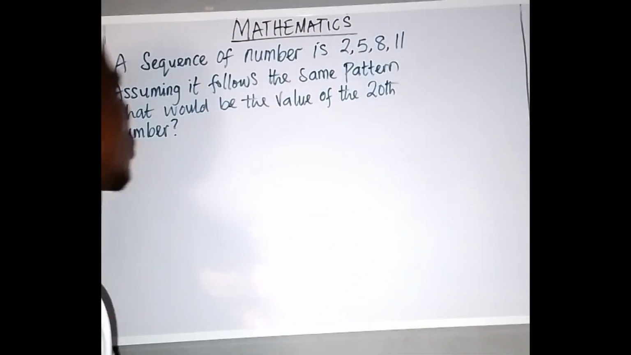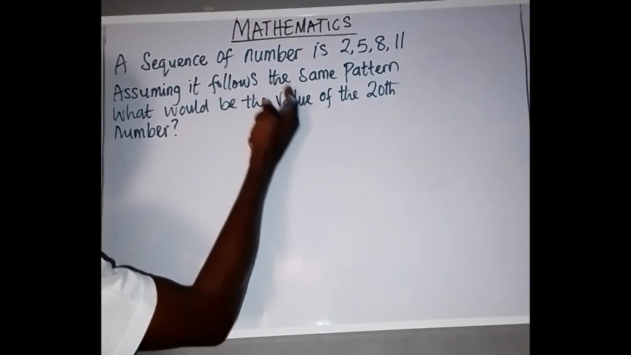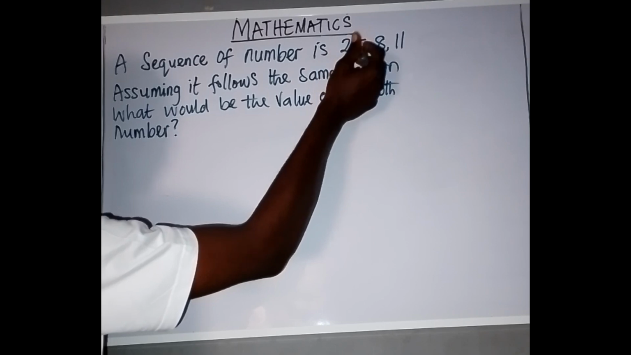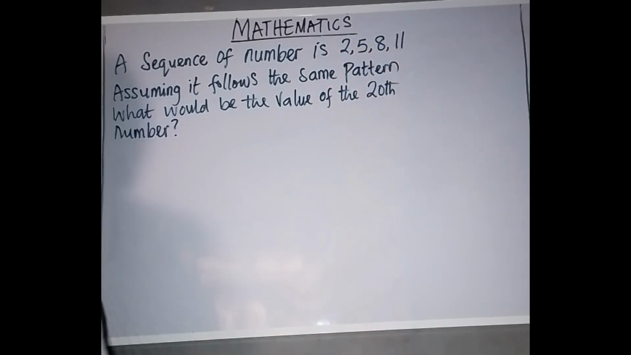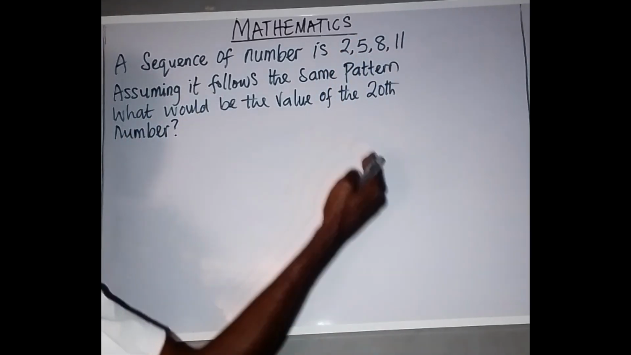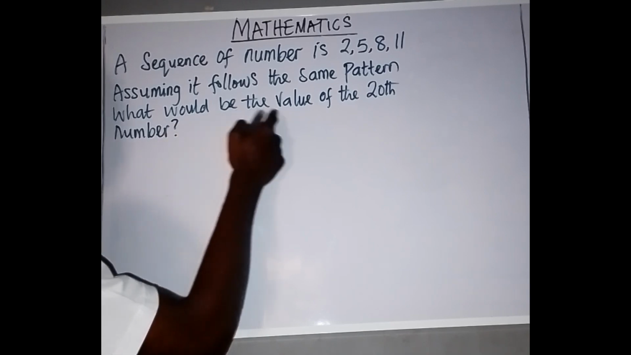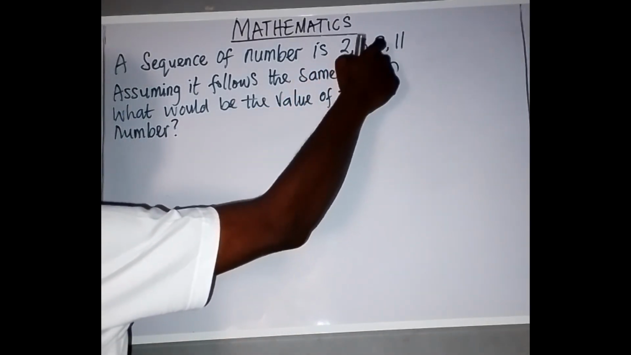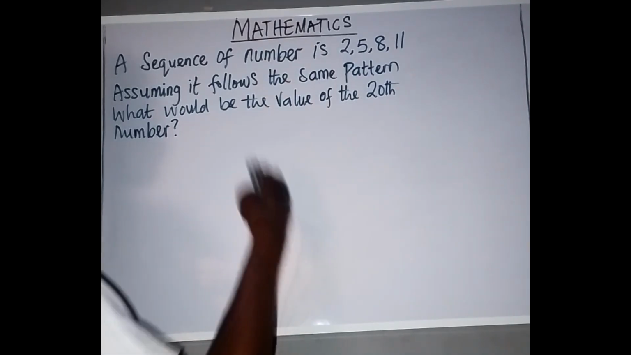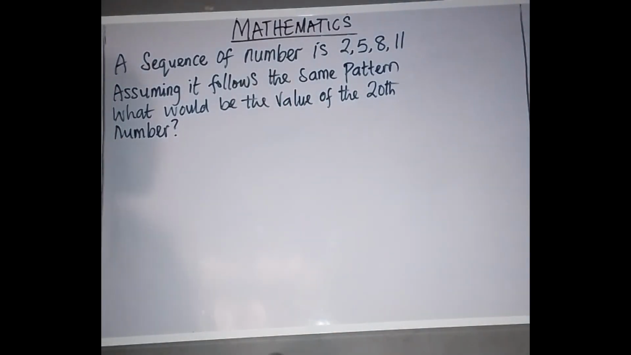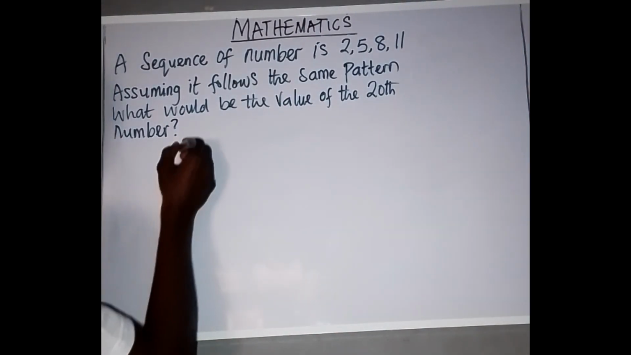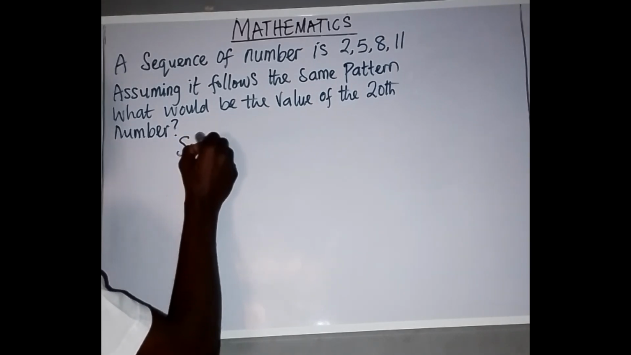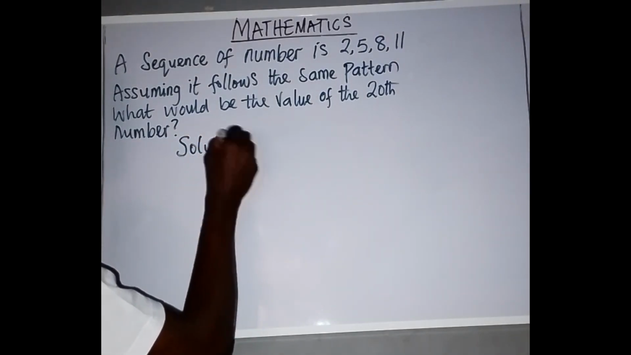Alright, so look at this question. They said a sequence of numbers is 2, 5, 8, 11. Assuming it follows the same pattern, what would be the value of the 20th number? Remember, this is the first, second, third, fourth. So they ask what's the value of the 20th number if it follows the same pattern. Alright, solution. Very simple and very easy.